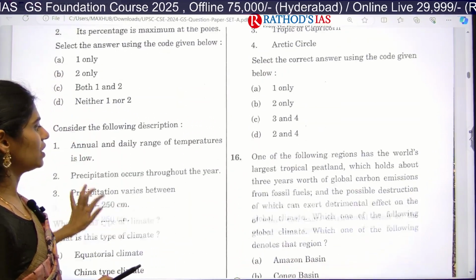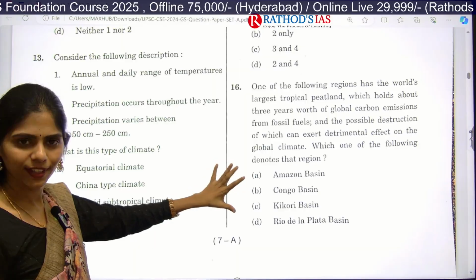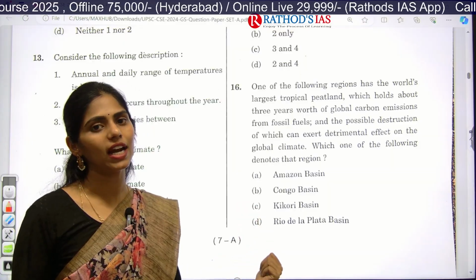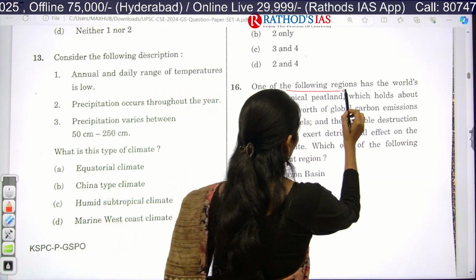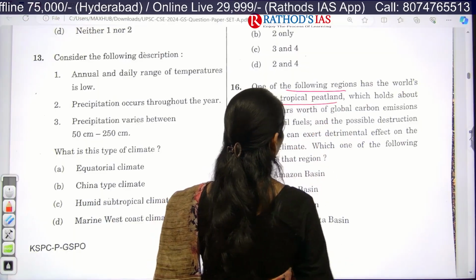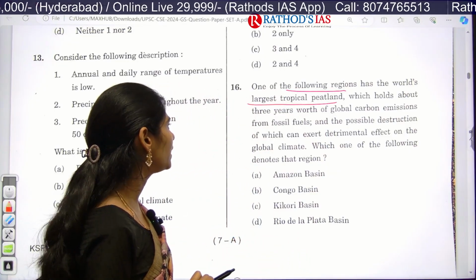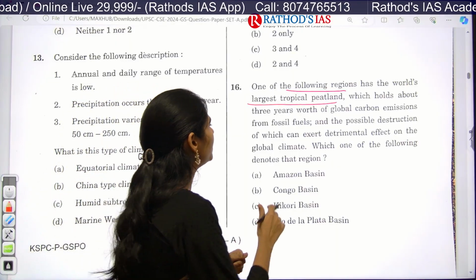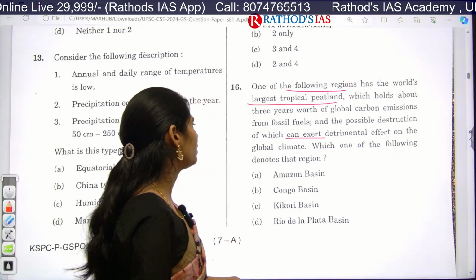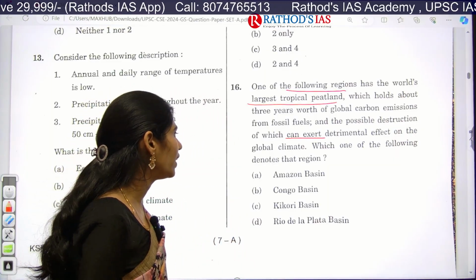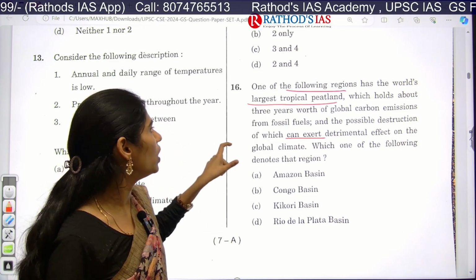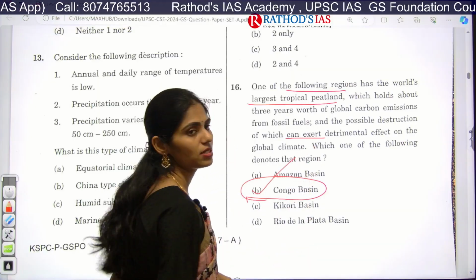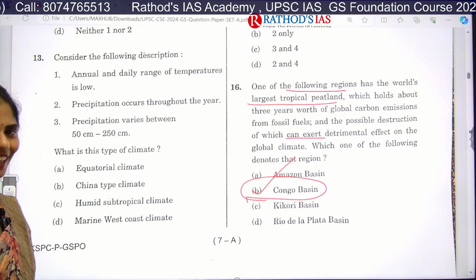And the next one is the 16th question. It is somewhat tricky. Only the student who had in-depth analysis of the vegetation part can answer this. One of the following regions has the world's largest tropical peatland, which holds about 3 years' worth of global carbon emissions from fossil fuels, and possible destruction of which can exert a detrimental effect on global climate. Which of the following denotes that region? Actually, the world's largest tropical peatland is present in the Congo basin. So the correct answer is B. It is somewhat a difficult question, I can accept.